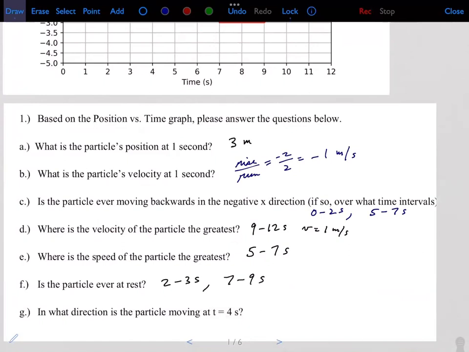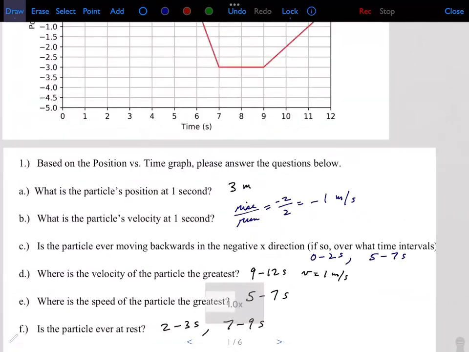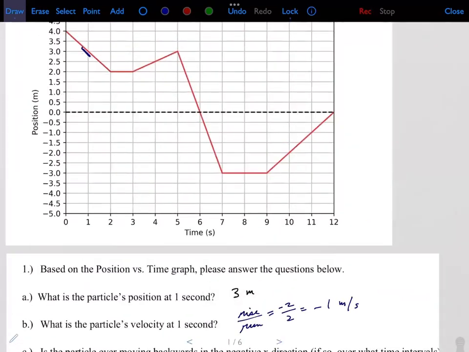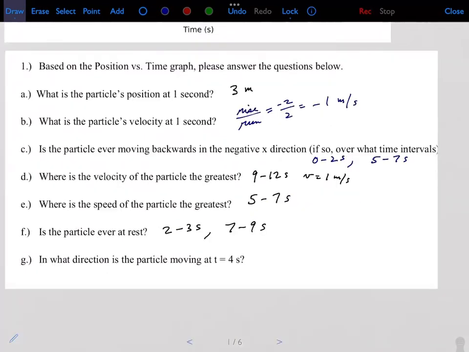Okay, what direction is the particle moving at 4 seconds? So I go to 4, go up to the graph. What tells me the direction? That's the velocity. What determines the velocity? It's the slope. And here we see the slope is positive. So we know it's moving in the forward direction, right? Or positive x direction. So I'll say positive x, or we can call that the forward direction.